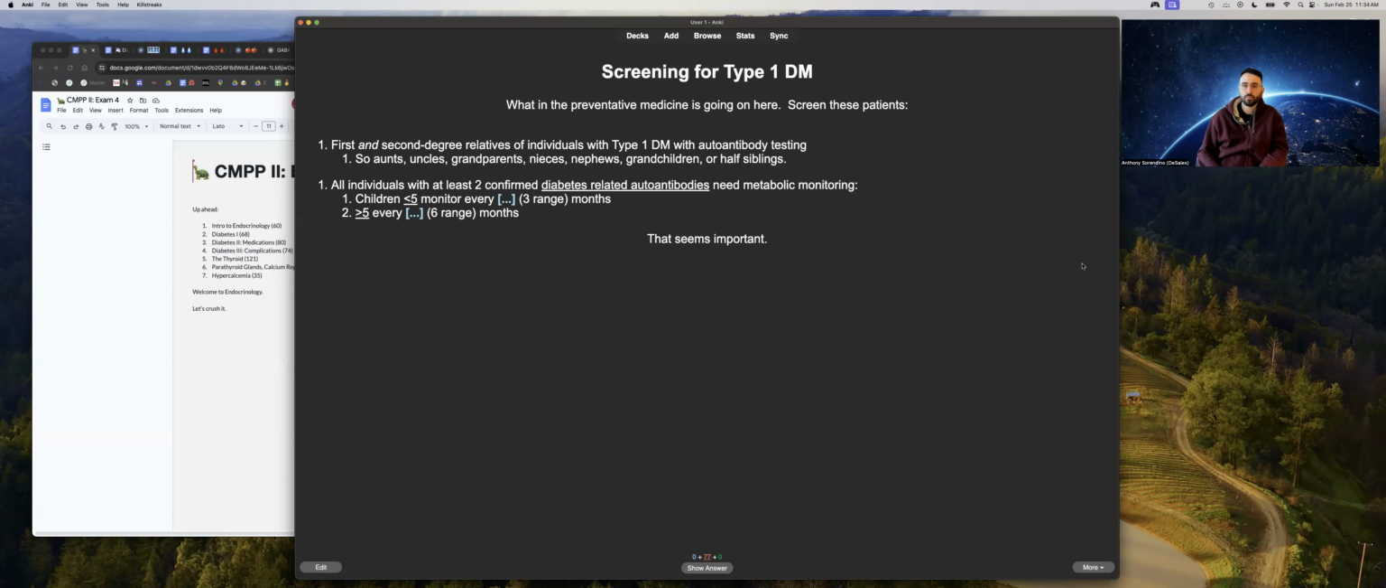So this is that metabolic monitoring we were talking about. Children less than 5, they're a little younger, they're a little sicker, perhaps 3 to 6. And then once they're greater than 5, we just do 6 to 12. They have these two antibodies. We've got to screen them.